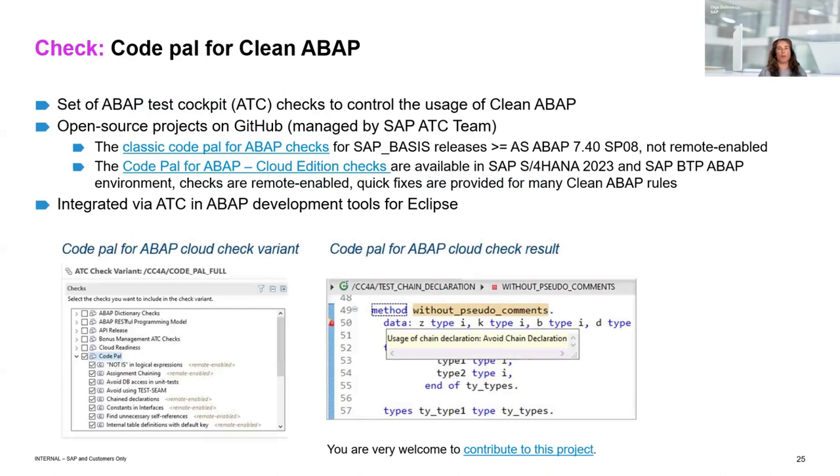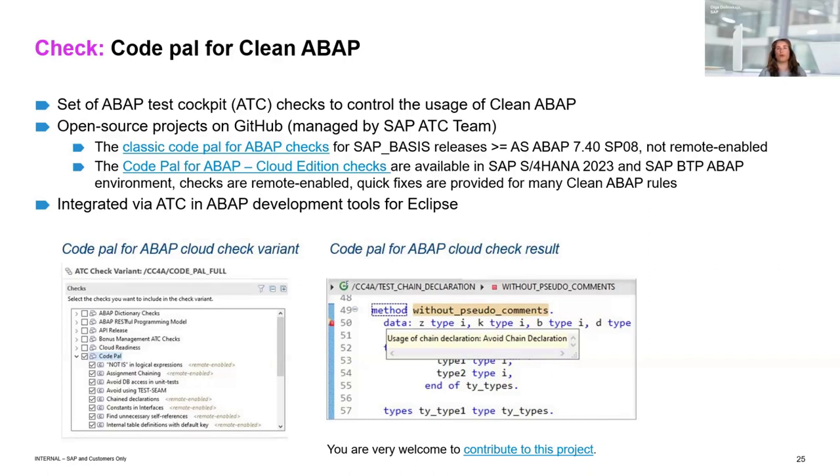The second circle, check circle: how to check your code for adherence to Clean ABAP. There is a set of ABAP test cockpit checks to control the usage of Clean ABAP. And these checks are provided by two open source projects on GitHub, which are also led by SAP and managed by the SAP ABAP test cockpit team. There are classic CodePal for ABAP checks for SAP basis releases greater than 740 SP08. These checks are not remote enabled and can be used directly, locally in the system.